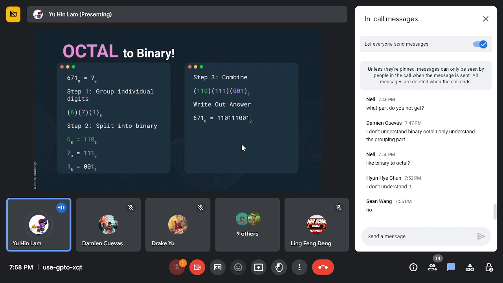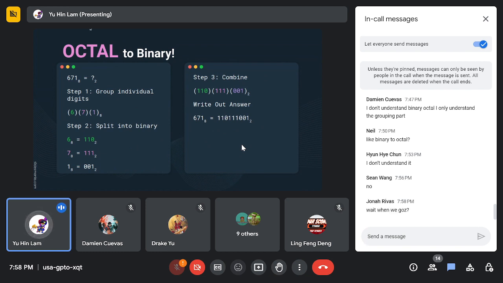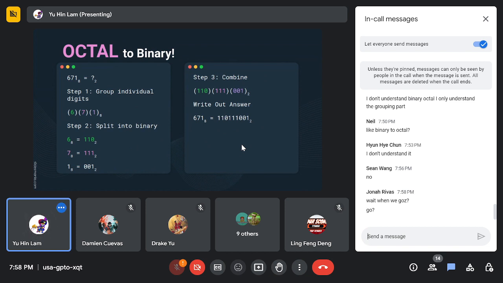Alright, so everyone understands how to convert binary to octal and octal to binary, right? Or is there still any questions where I should go over again? Is there any questions? Maybe any confusions? I can always just go over the whole thing again, so don't be afraid to ask.